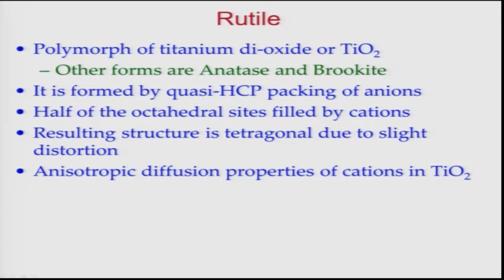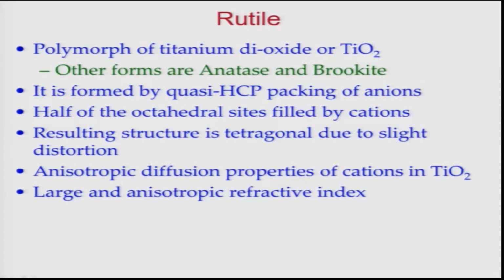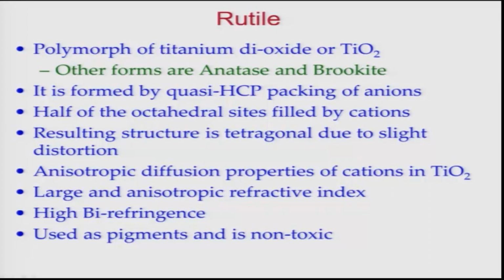TiO2 also has an interesting property like anisotropic diffusion. So, it has different diffusivity in different directions in the unit cell. As a result, the material has different uses in the crystalline forms, and it also has a large and anisotropic refractive index. So, light bends by different magnitudes in different directions, and as a result it has birefringent properties, and that is why it is used quite a lot in optical applications as a pigment. It is also advantageous to use it as a pigment because it is non-toxic.